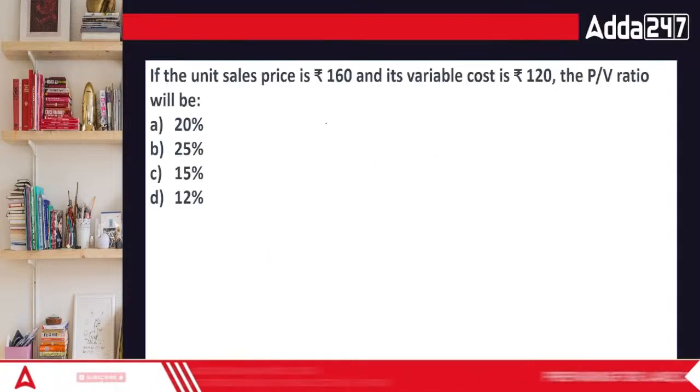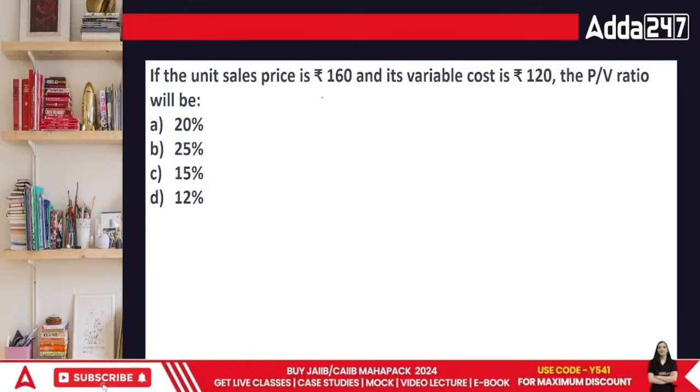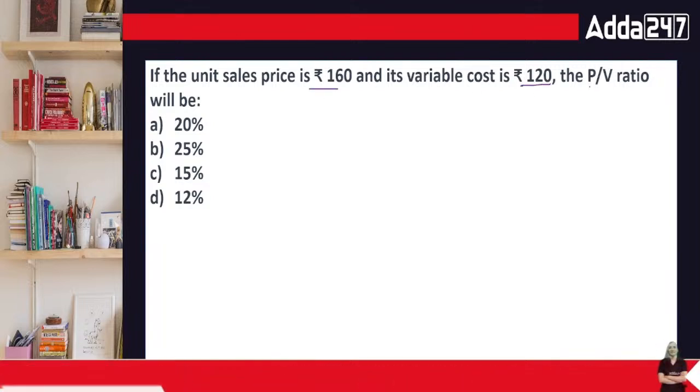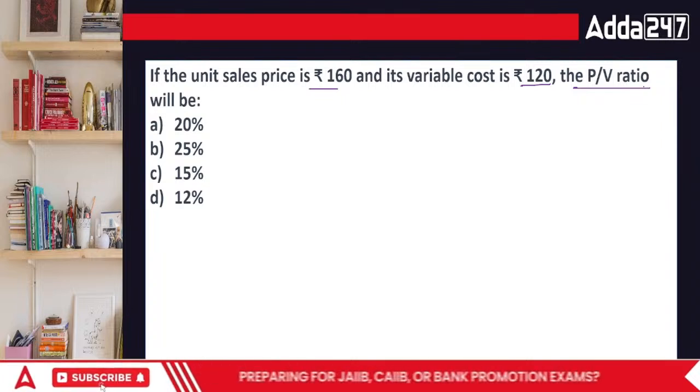So here comes a question now. Try this question. If the unit sales is 160, variable cost is 120, find the PV ratio, everyone. Take a minute.